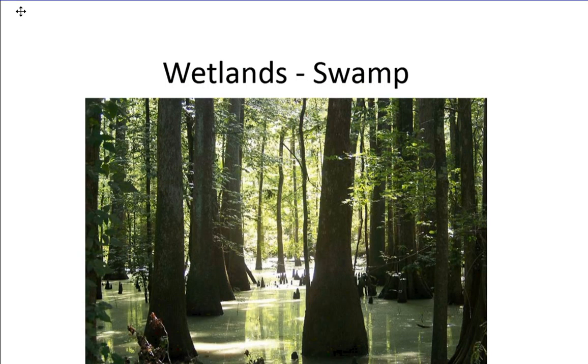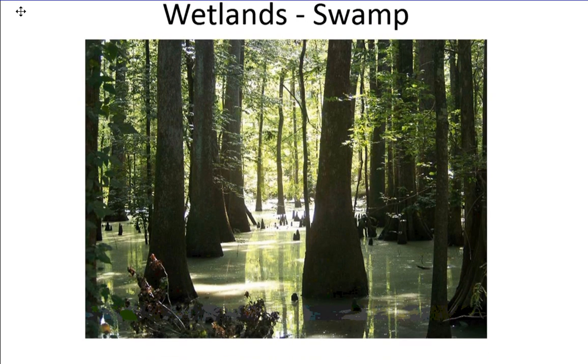The first type of wetland is swamps. We can recognize a swamp, but the thing that makes a swamp is trees. Swamps are wetlands that have trees in them, and certain types of organisms can live in swamps, ones that can live in and out of water just fine, like reptiles, mammals, that sort of thing.